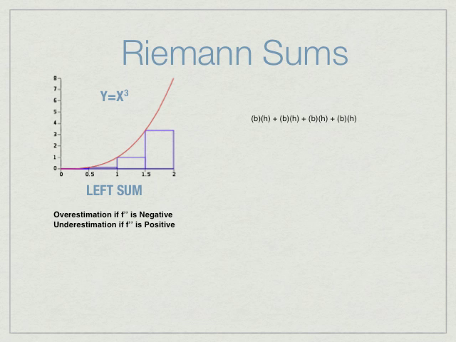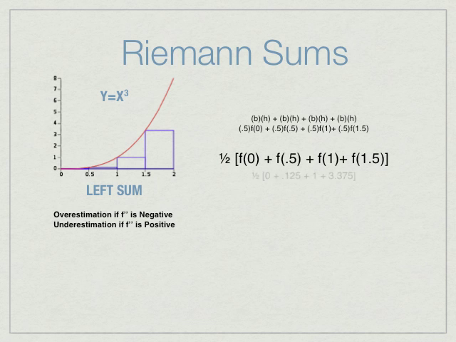Well, for a left sum, we're going to use the left side of each of those rectangles. So 1/2 times f of 0 plus 1/2 times f of 0.5 plus 1/2 times f of 1 plus 0.5 times f of 1.5. And we're going to get an answer of 2.25 square units as an approximate area underneath that graph.